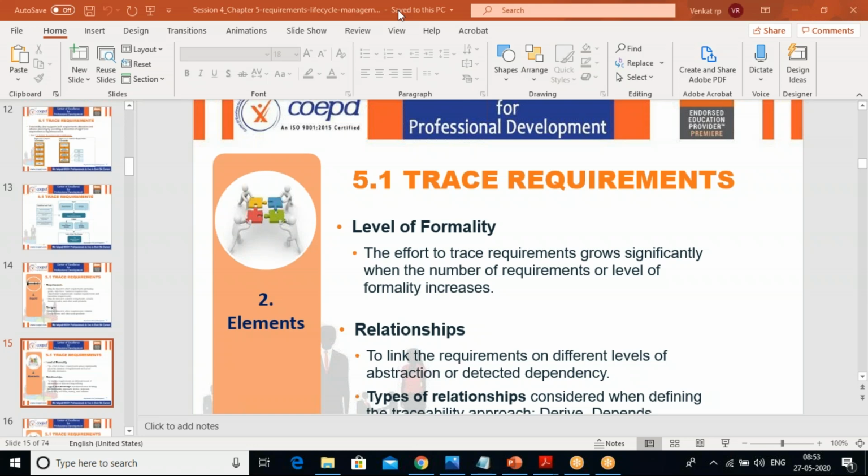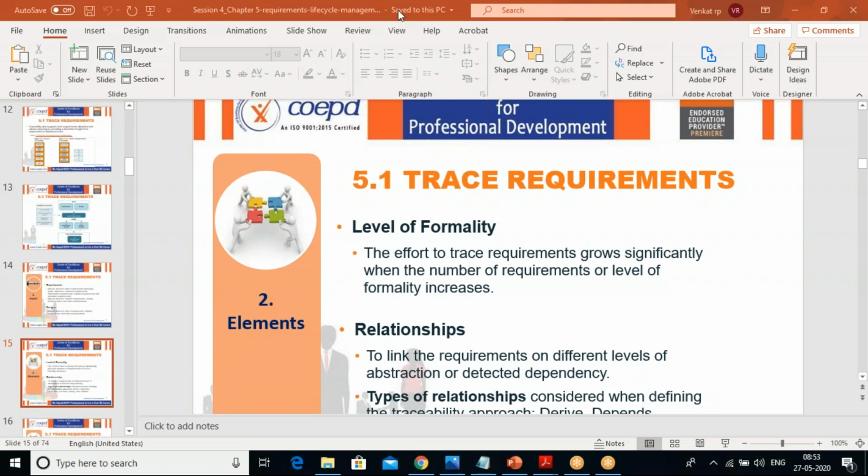There are several types of relationships that a business analyst considers when defining the traceability approach. Number one is derive. Derive is a relationship between two requirements, used when a requirement is derived from another requirement. This type of relationship is appropriate to link requirements on different levels of abstraction. For example, a solution requirement derived from a business or stakeholder requirement. That means if a stakeholder requirement changes, the solution requirement also changes, so the traceability runs from here to here. That is deriving. And the second type of relationship we have is depend.